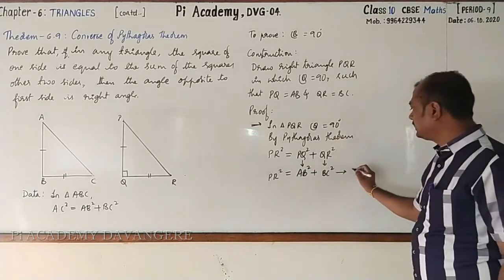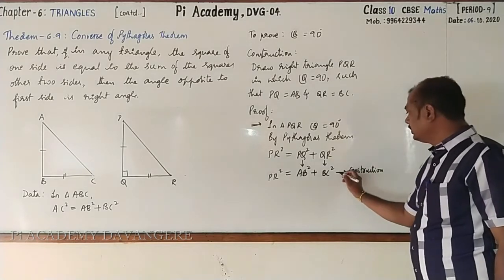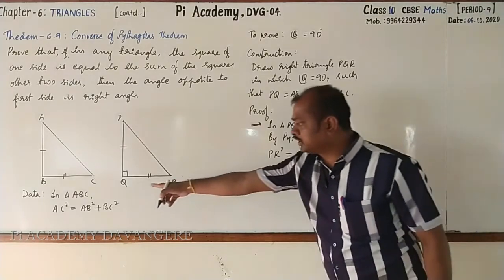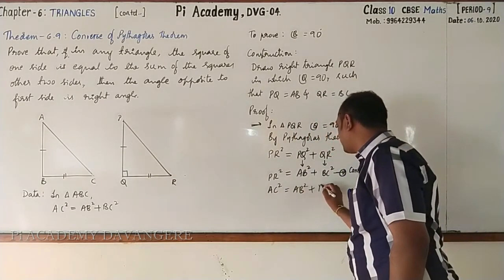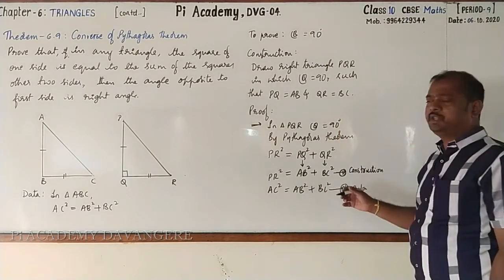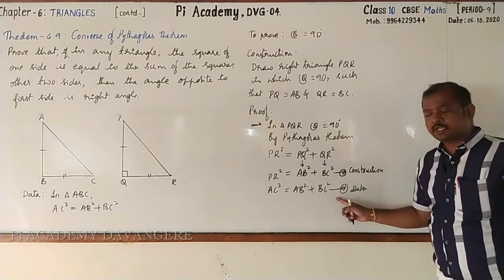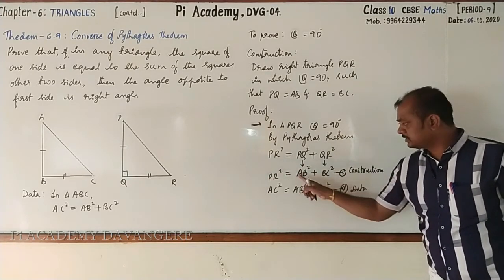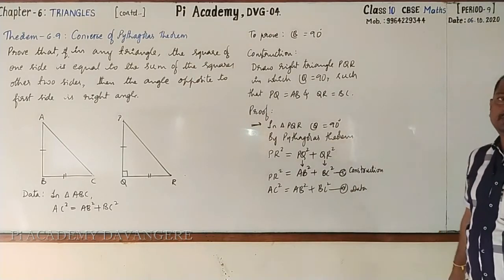So this has been written from construction. Followed? You may call this statement 1. And we also know that AC square is equal to AB square plus BC square, right? How? It is from data. They only have given. Look here. By observing statements 1 and 2, you can come to know that these are two different things equal to the same thing. Then obviously they are equal to one another.